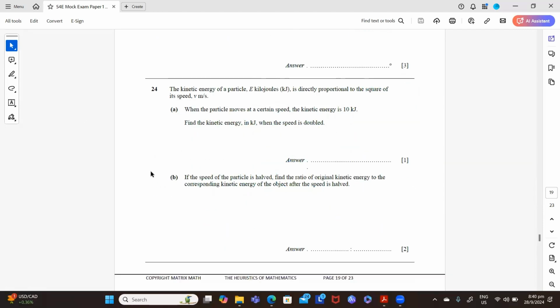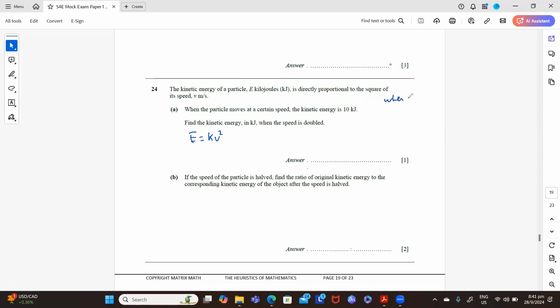Okay, now for this type of question, read this carefully. The kinetic energy of a particle, represented by the letter E, is directly proportional to the square of its speed v. So the equation is E equals k v squared. When a particle moves at a certain speed, the kinetic energy is 10 kilojoules. So how do you approach this question? This is what you want to write.